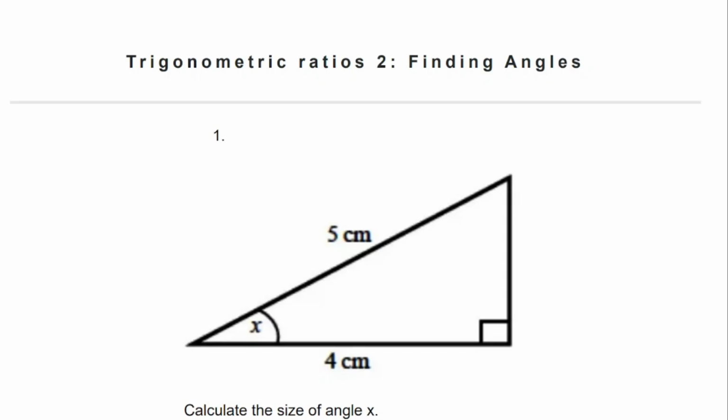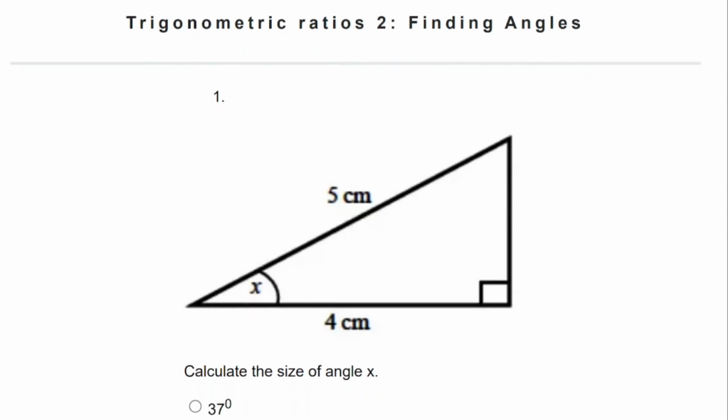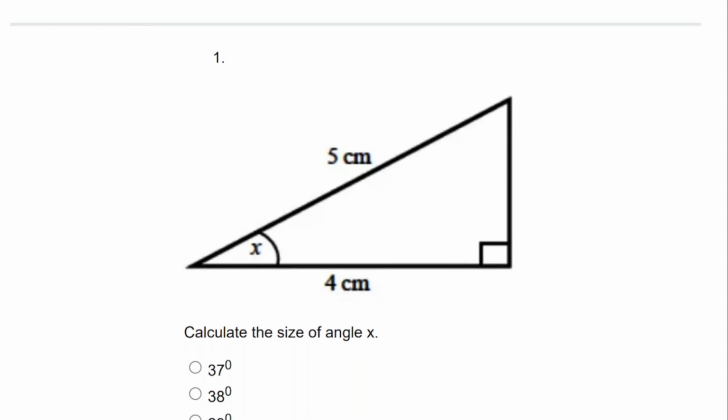So this is corrections to trigonometric ratios 2, which has to do with finding angles. We've looked at the one where we find sides, but this one we want to look at finding angles. If you look at the first question, it says to calculate the size of angle X in this diagram. So we want to calculate the size of angle X.